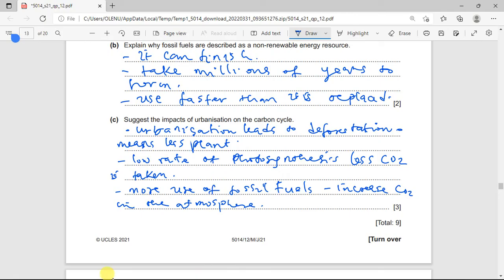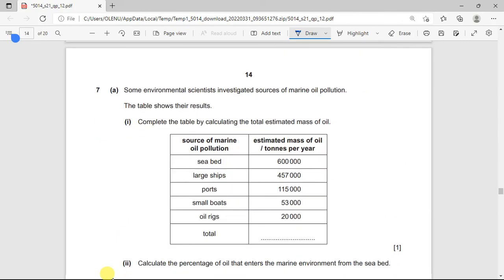So you find out that this deforestation also reduces carbon sinks. So there will be less carbon sinks. That will give you a mark. Question 7.